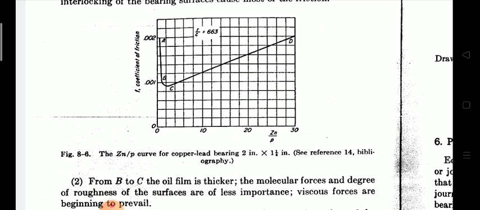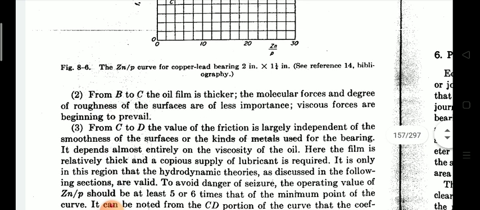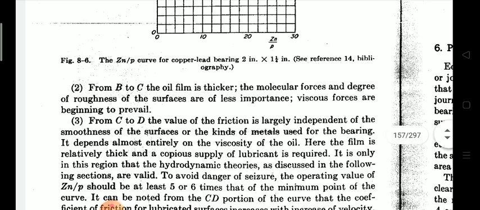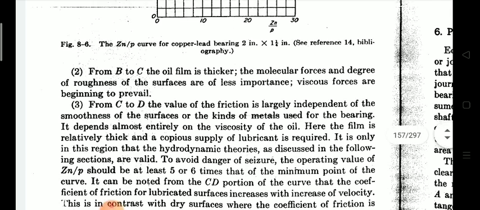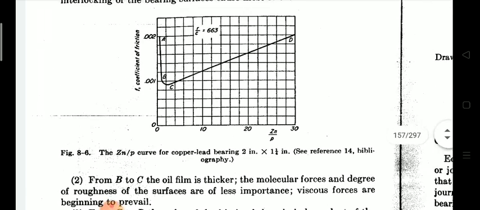After region C to D, the value of the friction is largely independent of the smoothness of surface or the kind of metal used for the bearing. It depends almost entirely on the viscosity of the lubricant, right? Here the film is relatively thick, and a copious supply of lubricant is required. It is only in this region that the hydrodynamic theories, as discussed, are valid, right?